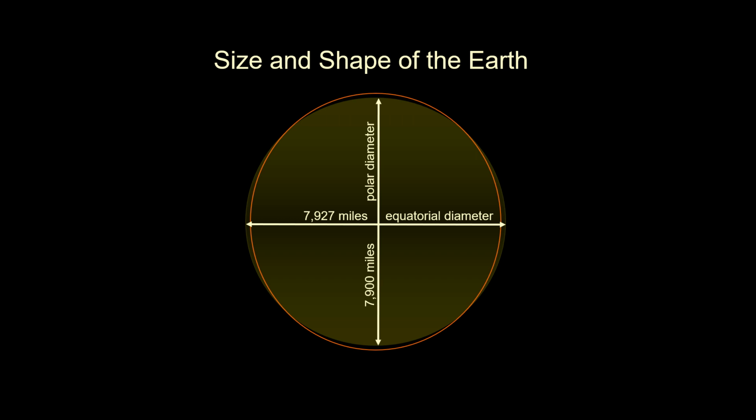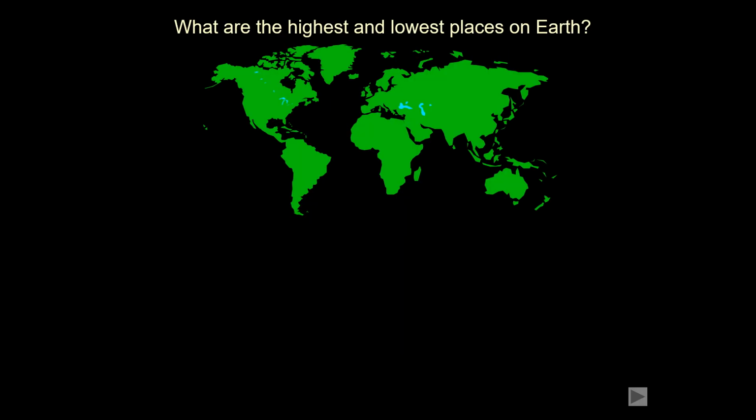So what's interesting, if you look at this image, the equatorial diameter is actually 27 miles greater than the polar diameter. So we can still call the Earth nearly a perfect sphere. It's not quite perfectly spherical in shape. We have a bulging equatorial diameter, and that was caused when the Earth was formed by centrifugal force. All right, let's move on a little bit.